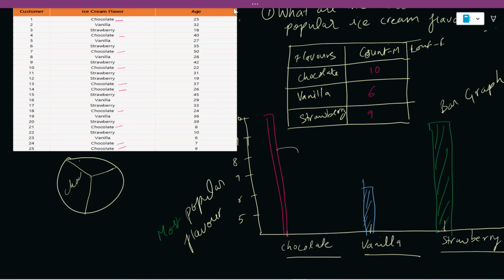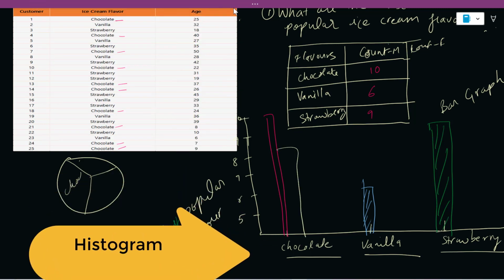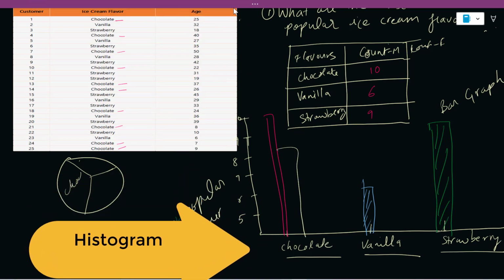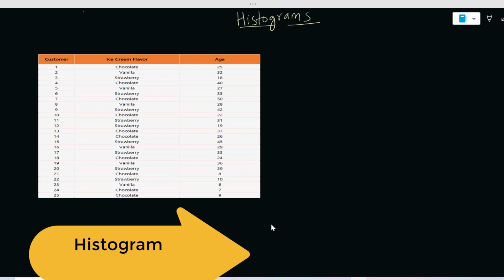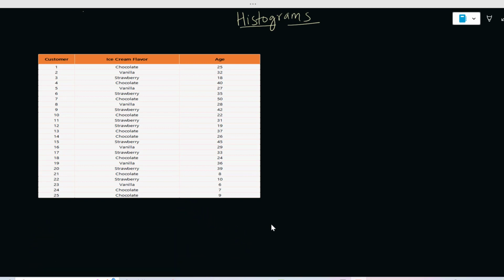And then we can compare the counts alongside together. So that's the other way. So this is a bar graph. Let's talk about how we can visualize age distribution. Now have a look at this data of age. Can we really plot each age on the x-axis and the count of each age on the y-axis?